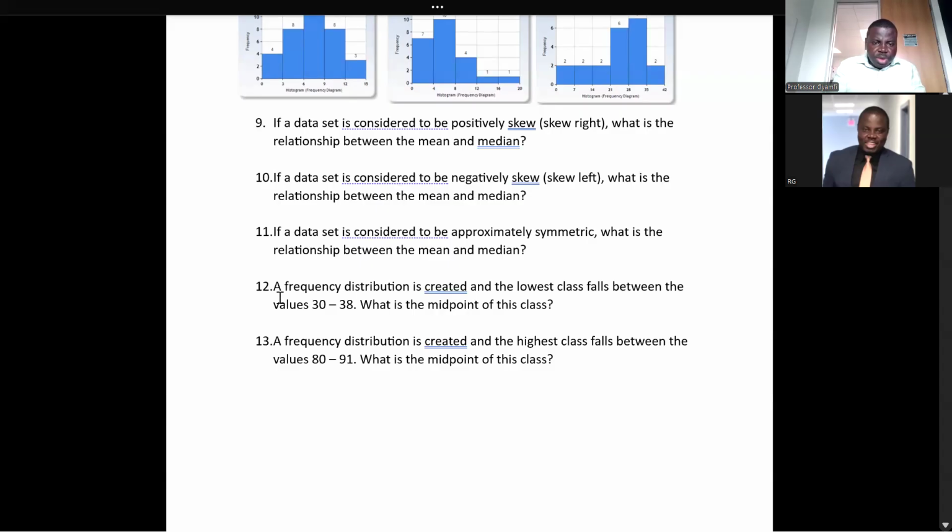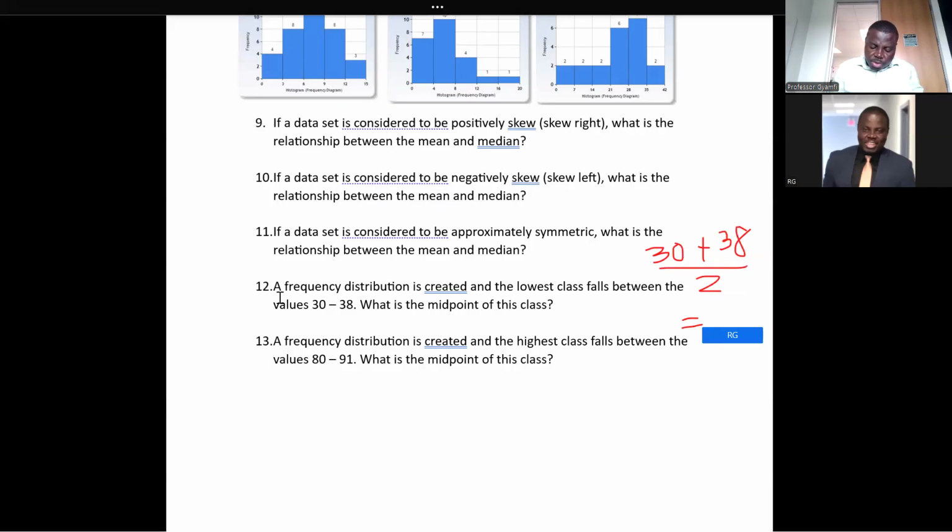Number 12, a frequency distribution is created and the lower class falls between the values 30 to 38. What is the midpoint of the class? So here we're trying to find the midpoint. That is like a middle point or a middle ground. So here you're going to add the lower class limit, which is 30, plus the upper class limit, which is 38, and divide by 2. In other words, you are finding the average of the two limits, 30 and 38. So we're going to do 30 plus 38 divided by 2. Now, if you put this in your calculator, you're getting 68 over 2, which is 34. So our midpoint of this class, 30 to 38, is 34.